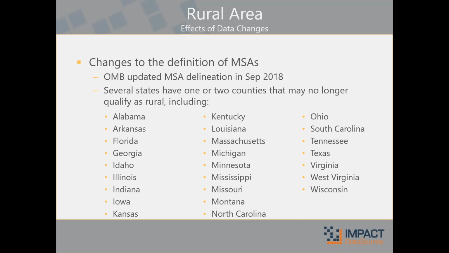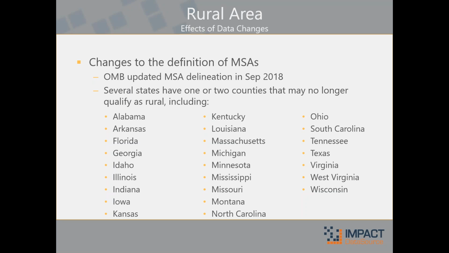And usually over the years, there's not really many changes that the Office of Management and Budget makes to those MSA delineations, but they did release some new files in September 2018. And several states did add and subtract counties from the MSA. So some of these states that might be impacted going forward on the rural status are listed there below.